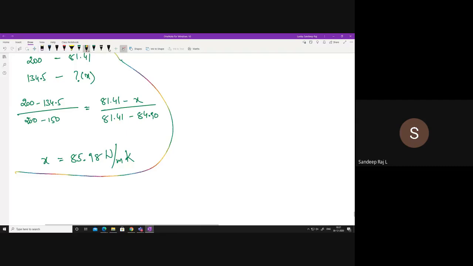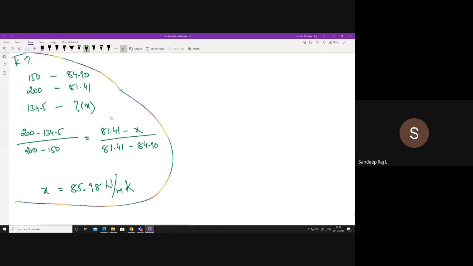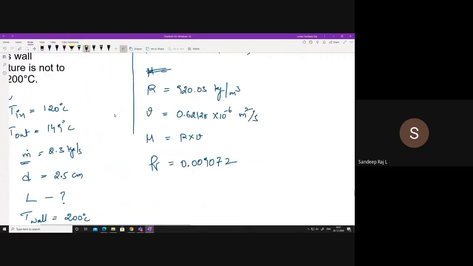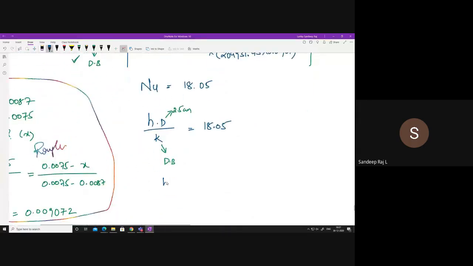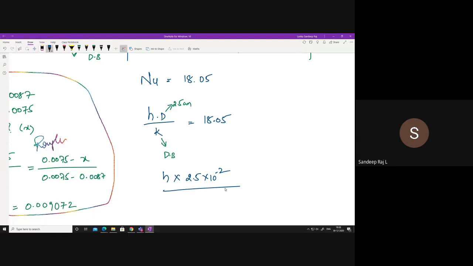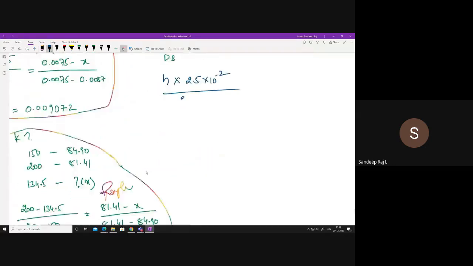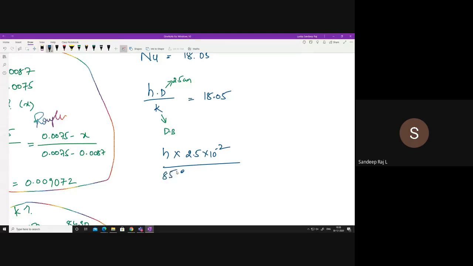Again, this is rough work. Let me write 85.98 watt per meter Kelvin on the top right corner. This is the K value. So substitute the value here: H into the D value, 2.5 into 10 to the power of minus 2, by the K value 85.98, is equal to 18.05. Tell me what is the H value?